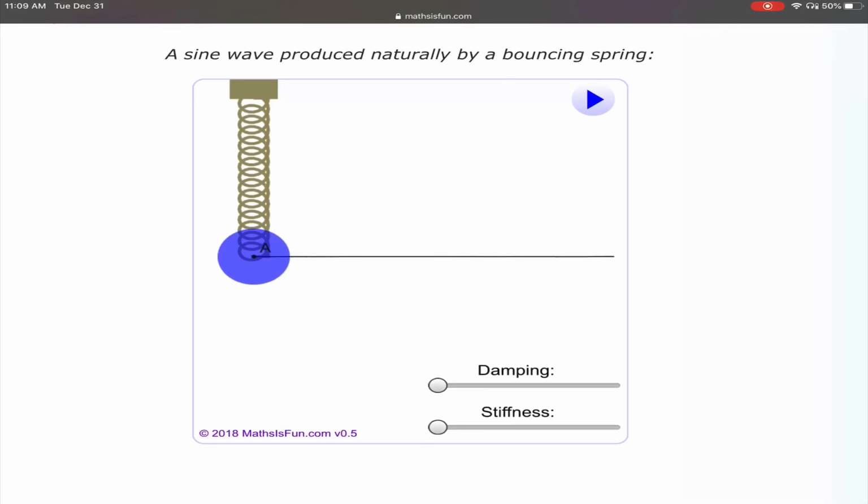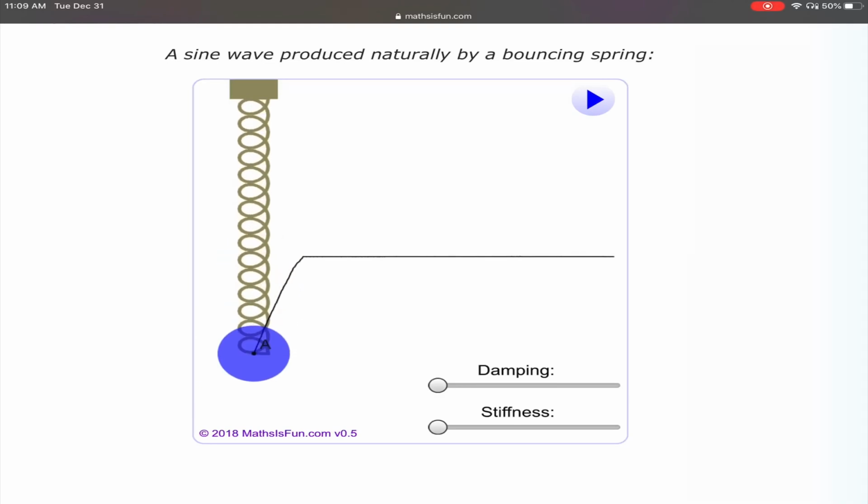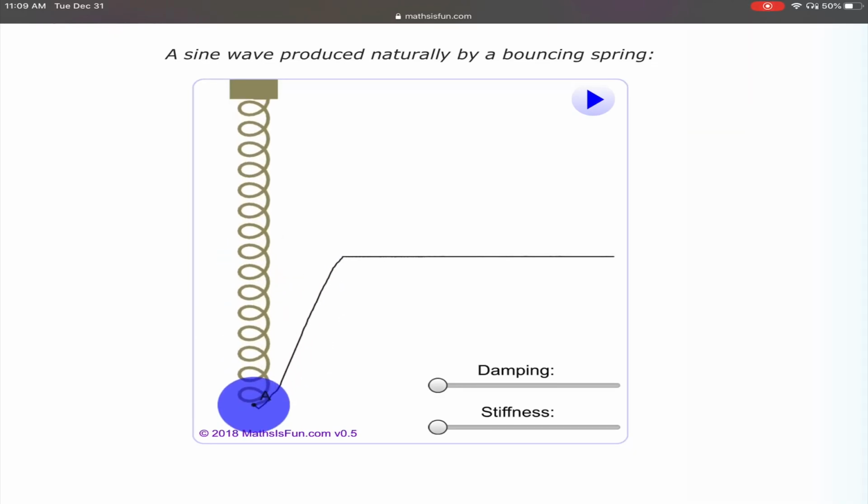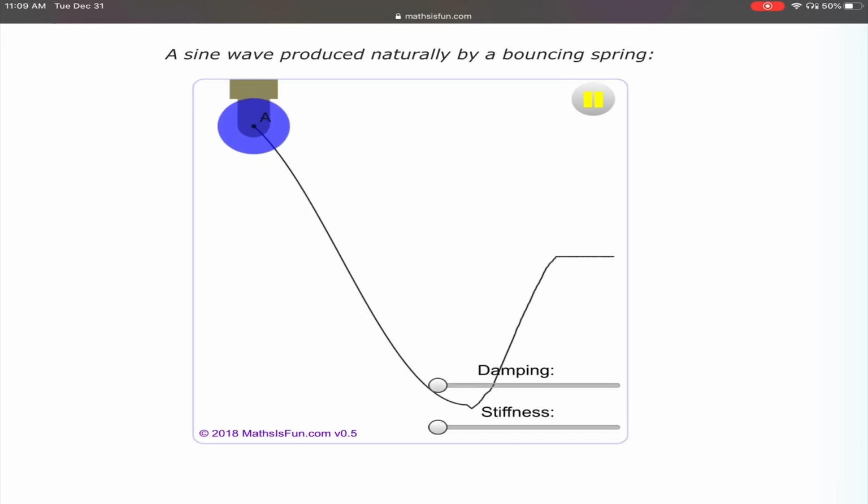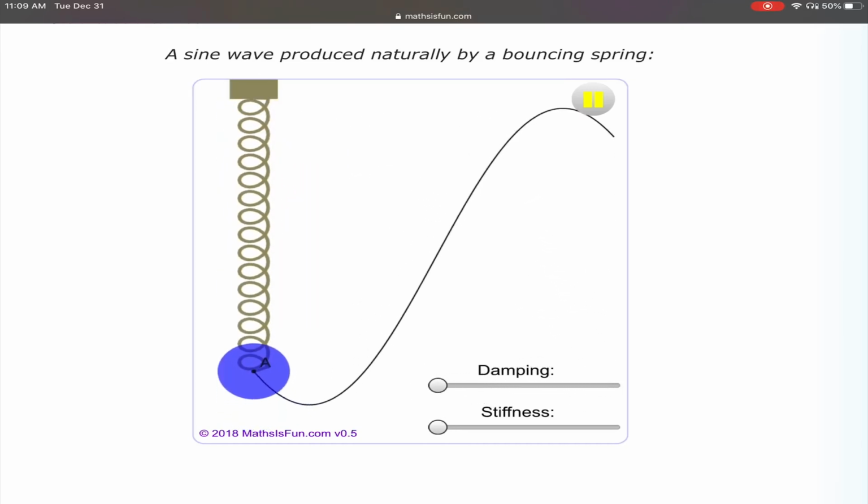Let's take a look at this one. I have a metal ball, or some sort of blue purplish ball, attached to a spring, and I will drag the spring or the ball down and let it go so that it bounces. Let's see what happens. Okay, so I'm going to do this. Let's play, and it's going up and down and up and down, right?